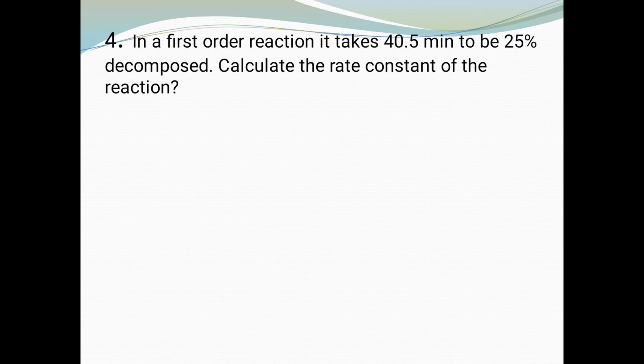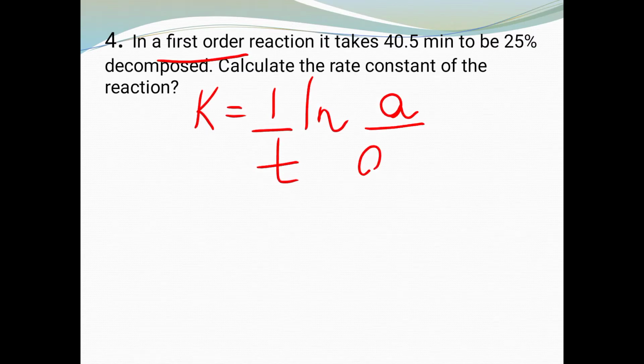Let's solve this problem. So this is based on the first order. So you need to write first the formula, that is K is equal to 1 upon T ln of A upon A minus X. All these formulas I have done on my channel in the chemical kinetics videos. Please go through them.